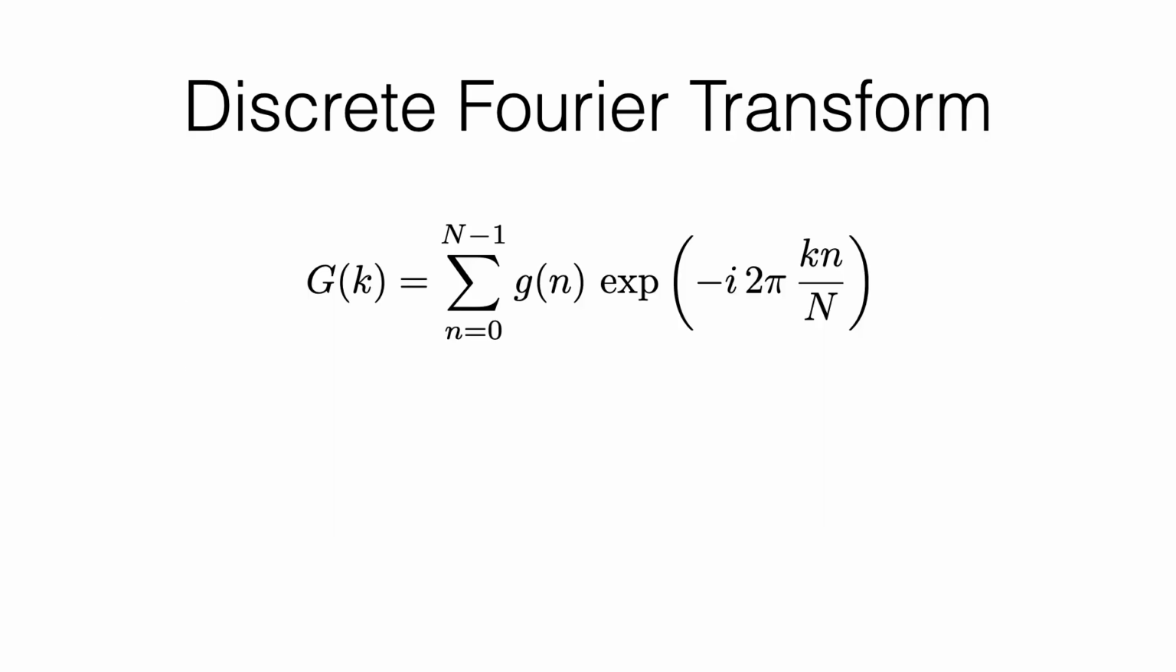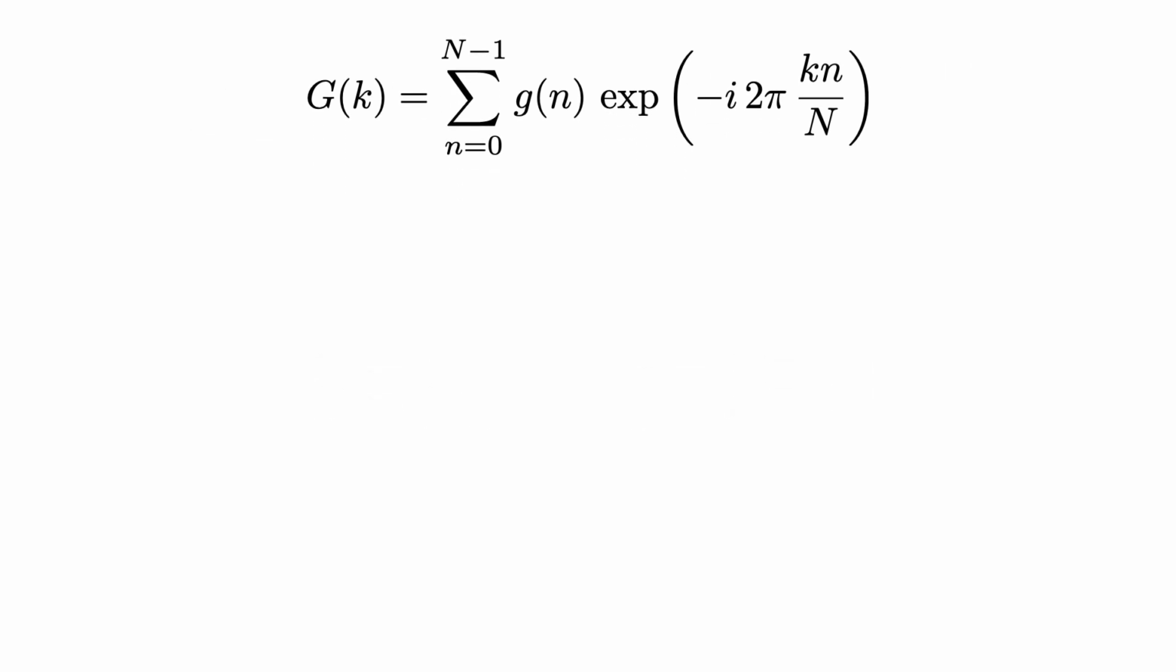It's a sum of exponentials, and it can be represented as a matrix multiplication. It's an invertible operation. Now we're going to ask the question, what if G is real? What if we know that G is real? What relationship can we identify in the Fourier values?